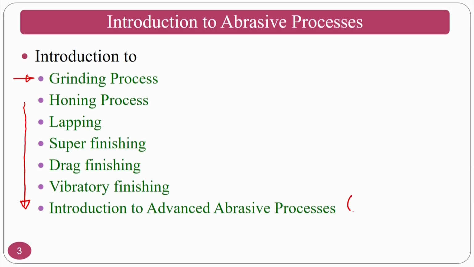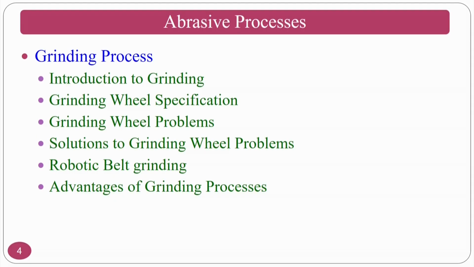If time permits, we will also see advanced finishing processes, because the number of hours also has a constraint. So if time permits, we will also see a glimpse of how and what these processes are. In the grinding process, today we are going to deal with the introduction to grinding and grinding wheel specification, what the problems and the solutions to the problems are, and what the robotic belt grinding process is. At the same time, we will see the advantages as well as applications of grinding processes.